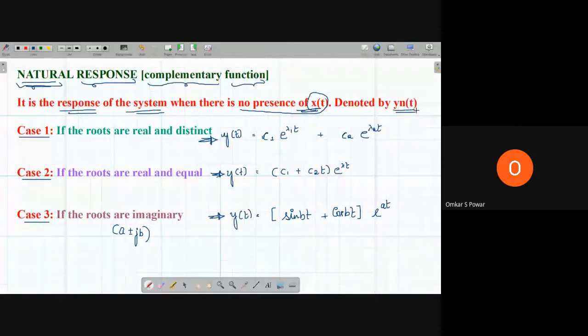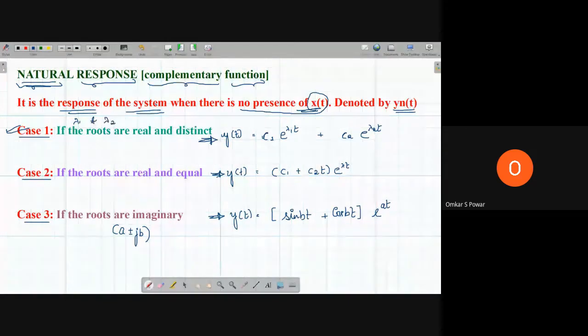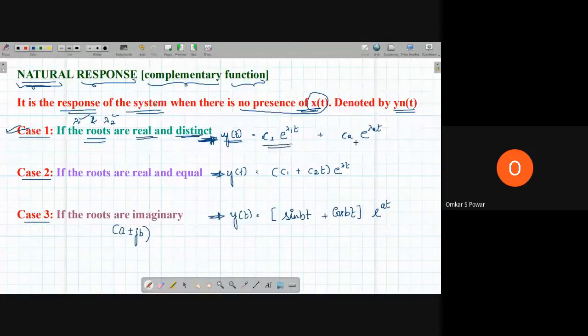So there are three cases. You have lambda 1 and lambda 2, which I told you previously are the roots of the equation. If the roots are real and distinct, then the natural response of the system will be equal to C1 e power lambda 1 t plus C2 e power lambda 2 t. This you have to remember, and you will apply it when solving the problem.